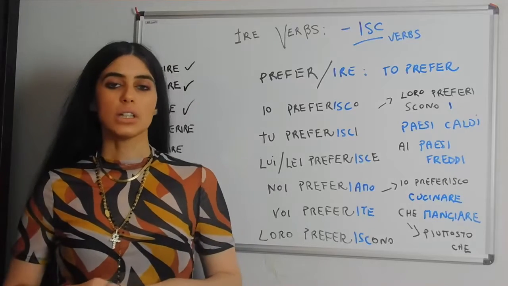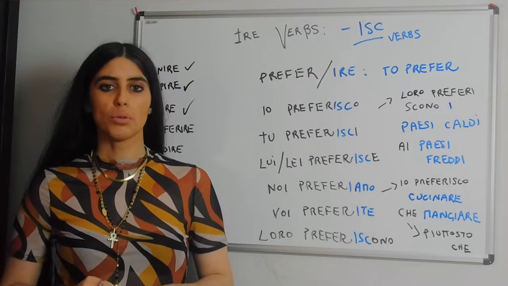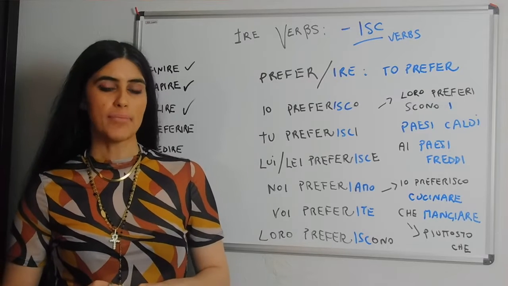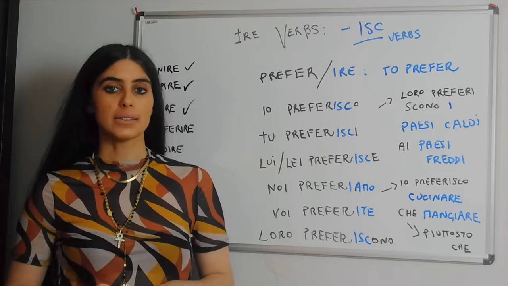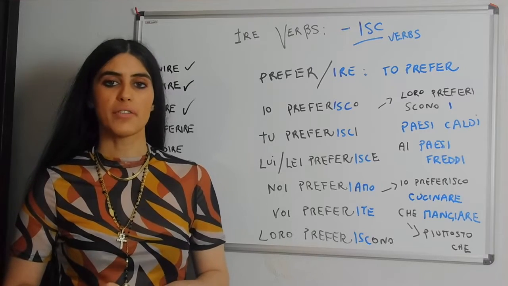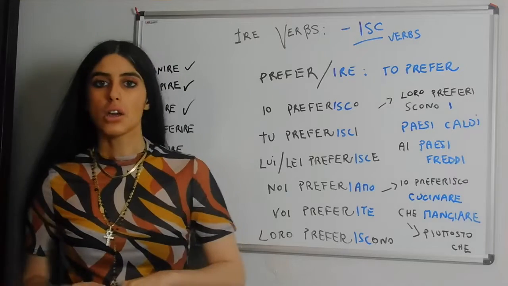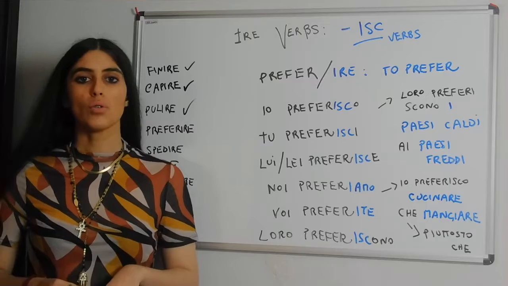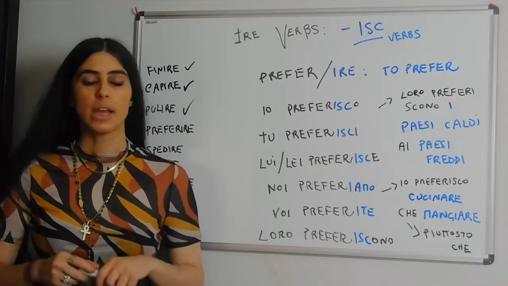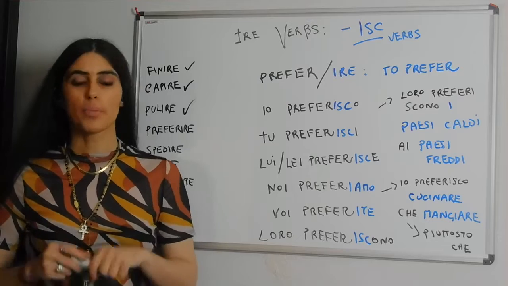Now we have io preferisco, tu preferisci, lui, lei preferisce, noi preferiamo, voi preferite, and then loro preferiscono. Let's go ahead one more time and repeat this. Io preferisco, tu preferisci, lui, lei preferisce, noi preferiamo, voi preferite, loro preferiscono.